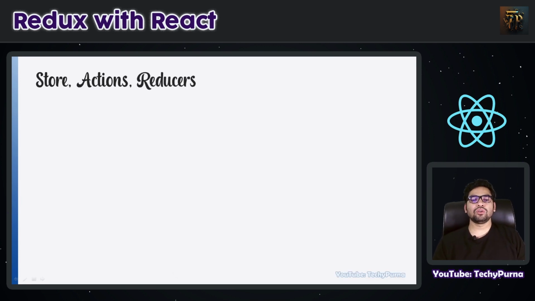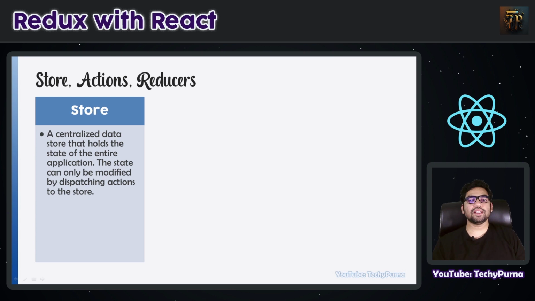Let's take a closer look at the key concepts of Redux: the store, actions, and the reducer. The store is a centralized place that holds the data of your application. It's like a database, but it's in memory and accessible to all parts of your application. And you can think of the store as a JavaScript object that holds all the application's data.